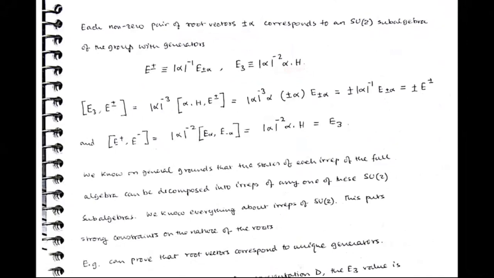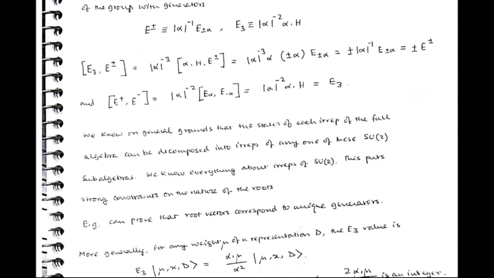So it should be very straightforward to now see that firstly, if you're looking for E3 with E plus minus, when you take these particular normalizations into account, you will find that this is just plus minus E plus minus. And what you'll also find is if you look at E plus with E minus, you are going to get E3. So this is an SU2. So you are going to get an SU2 for each alpha, right?